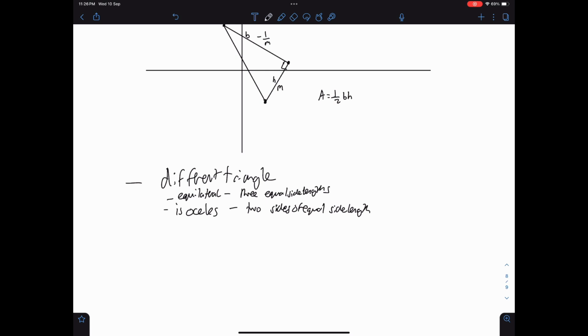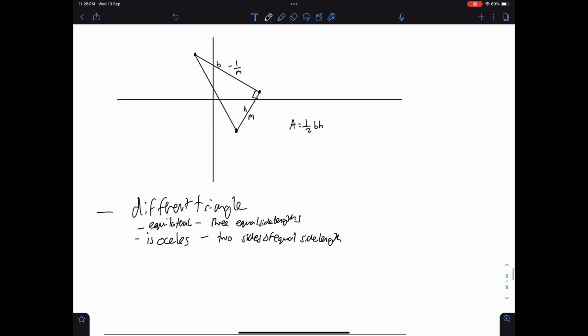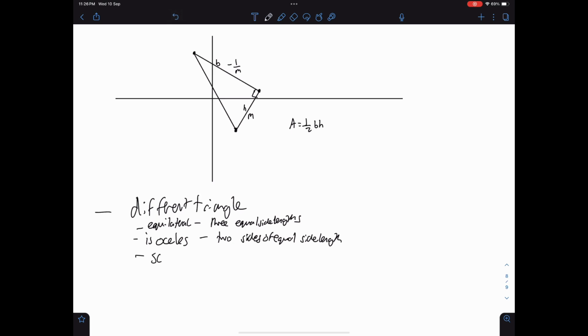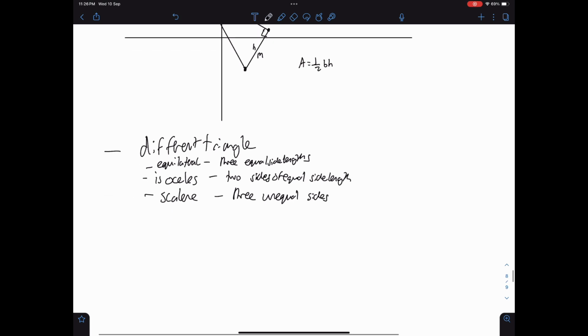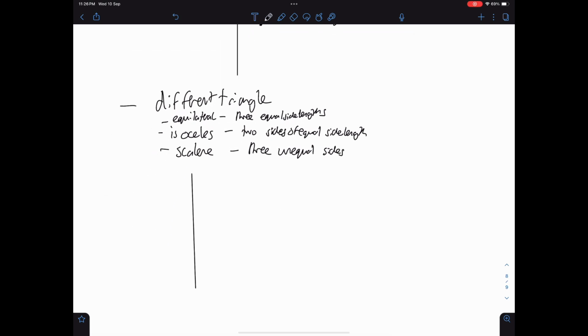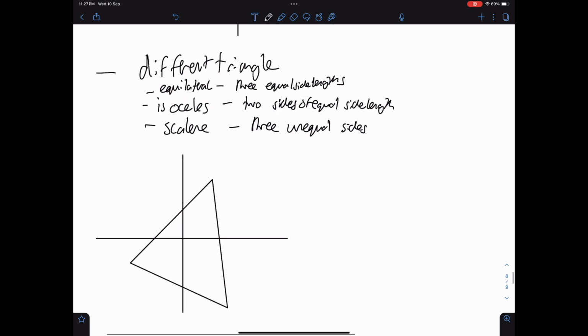And then if you talk about things in terms of angles, such as an acute triangle, all angles are less than 90 degrees, or an obtuse triangle, one angle's above 90 degrees. And then the other one, in terms of side lengths, is scalene, 3 unequal sides. And in a case like that, maybe it might end up something like this. And I think that's fairly scalene.